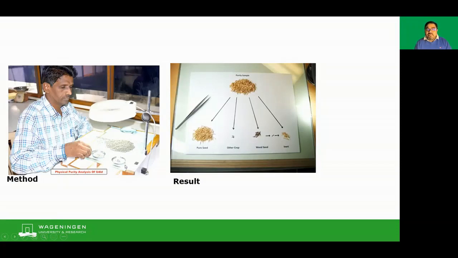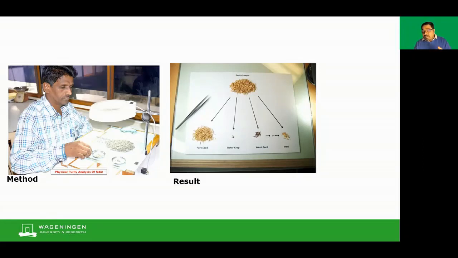small pans in which the broken seeds are kept. So there is a rule regarding the physical purity, that if a seed is broken more than half, so if more than half is missing, then it is considered as an inert matter. But if less than half is broken off, it is considered as a pure seed. So this is a tricky thing.